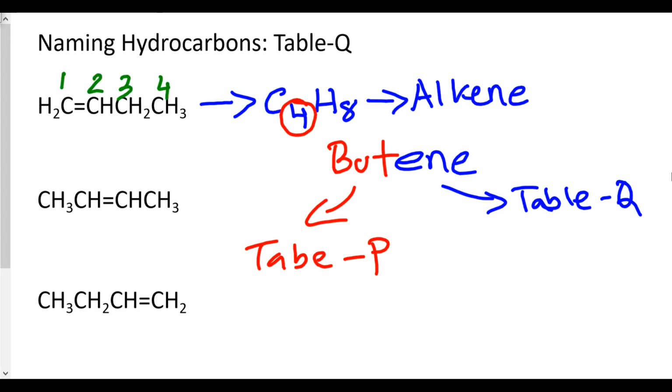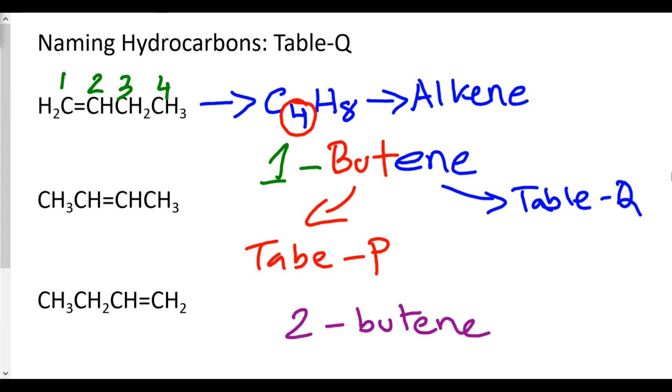So if you count the number of carbons from your left side to your right side, the double bond is in between your first and second carbon, and therefore the name is going to be 1-butene. The number 1 in this case represents that the double bond is on your first carbon.